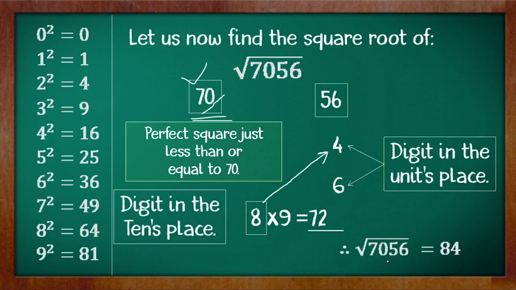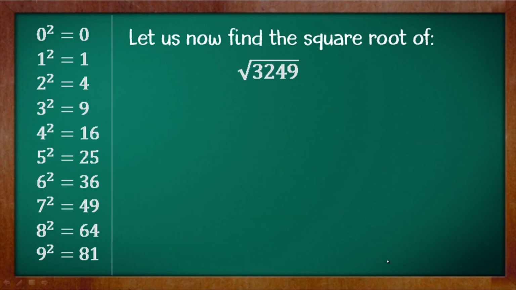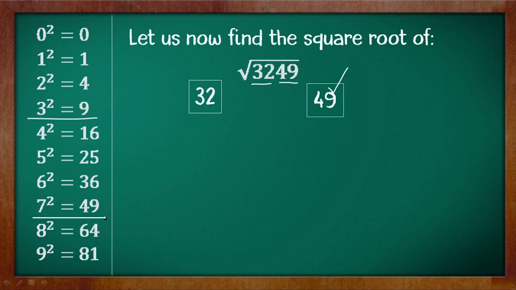So let us see one more example so that you can understand it more properly. Let us take the example 3249. Here also we'll start from the back, making a group of two numbers, a pair of numbers. It will give us 49 and 32. We'll see the number which will give us 9 at the end: either 3 square or 7 square will give us 9. So the number at the units place will be 3 or 7.